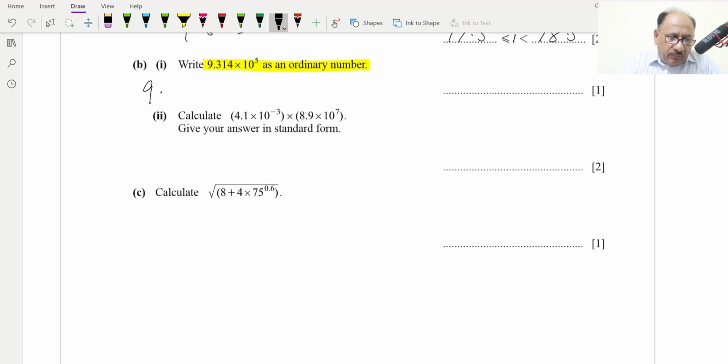So 9 point decimal is over here, 314 into 10 raised to the power 5. So this is 10 raised to the power 5. So we have to move this decimal 5 digits to the right. So this will be equal to 931400. The decimal we are moving from this location to this location. So we are jumping 1, 2, 3, 4, 5 jumps. So the decimal will be here.